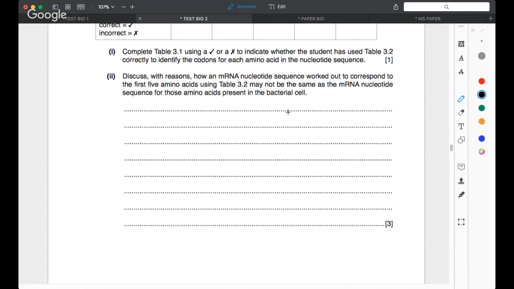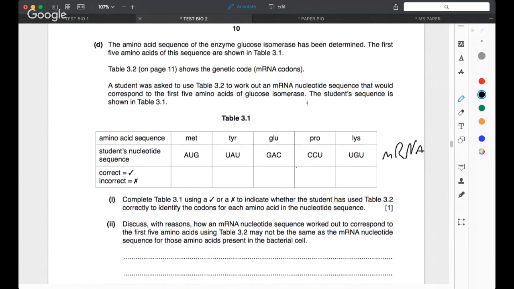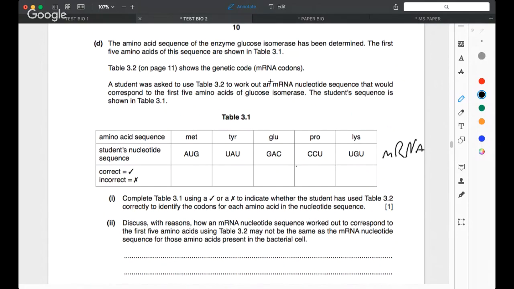So yeah, there are different combinations of base pairs that will code for the same amino acid. So the bacterial cell might have a different codon, which still will give you the same. I don't know what else to say. Okay, so the enzyme under study here, glucose isomerase, you can assume that this is going to be a human enzyme, right? And they're asking you how the nucleotide sequence worked out corresponding, blah, blah, blah, may not be the same as the mRNA nucleotide sequence for those amino acids present in the bacterial cell.